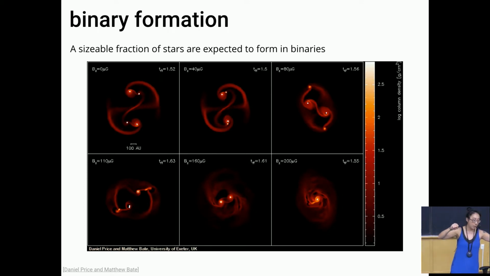end up gravitationally bound to each other, and the other would have shot out into space. So there are multiple ways to get binaries, and it turns out it's much easier to get a binary than one might think.